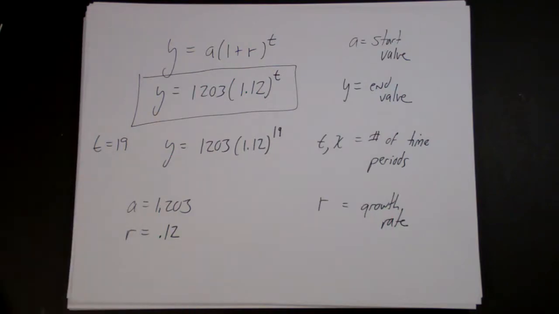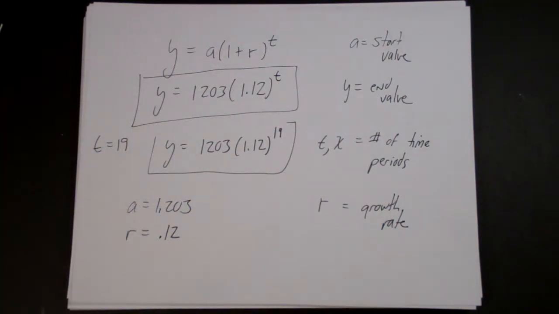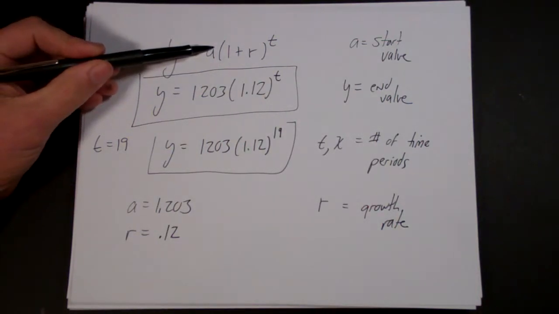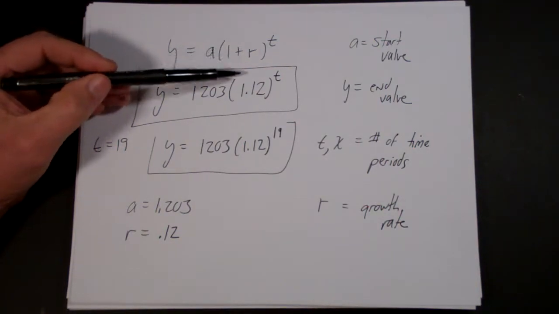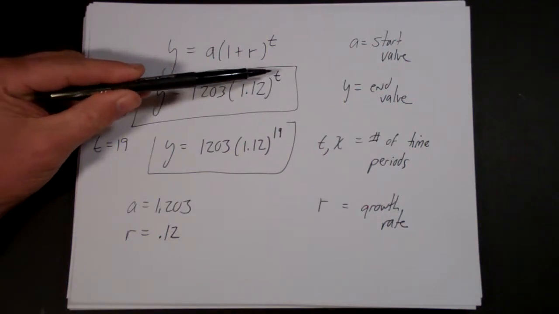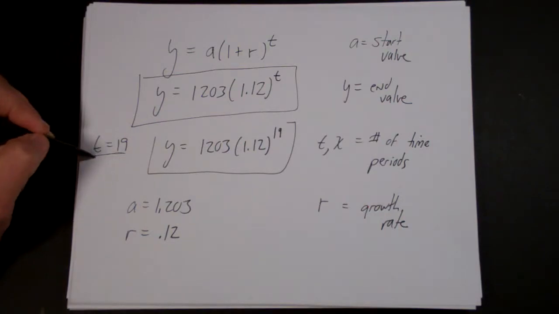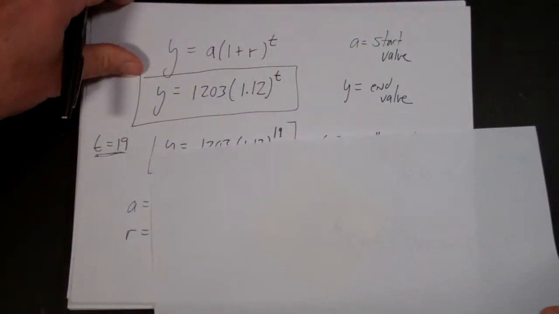Now we still have to evaluate that, but let's stop and make sure we understand what that is first. Here, from the problem, we know what the starting value is, a, we plug it in. We know what the growth rate is, it's 0.12, so we add that to 1 to get the growth factor, they call it, 1 plus r at 1.12. Then we know that we want to evaluate the total amount after 19 years, so t is equal to 19, you plug it in.